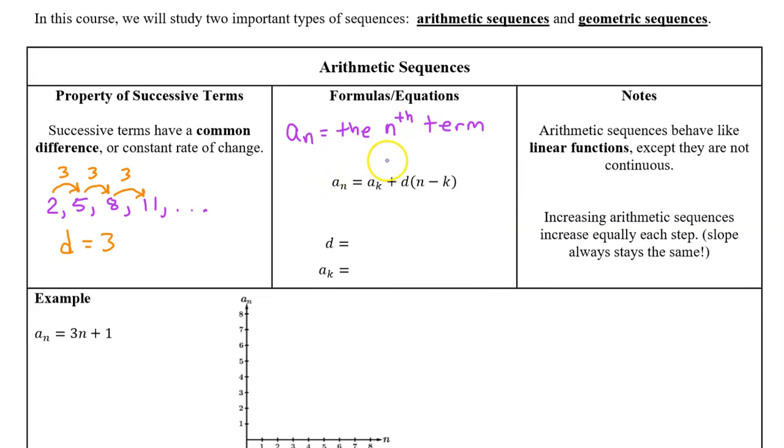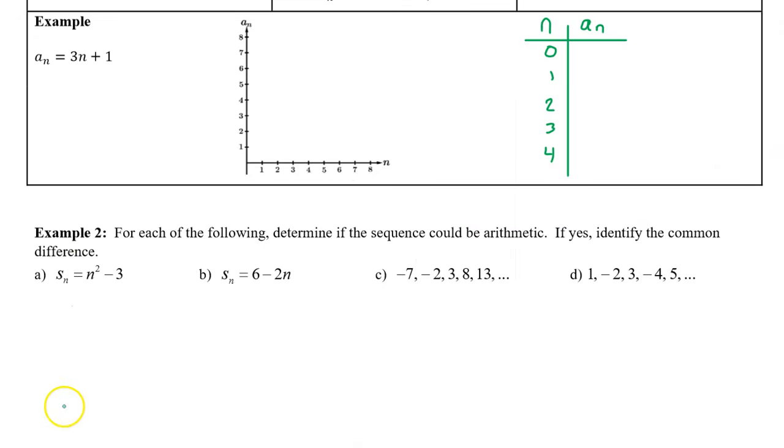For an arithmetic sequence, you can find the nth term, a_n, using this formula: a_n equals a_k plus d times (n minus k). In this formula, d is the common difference I mentioned earlier, and a_k is term k, usually a term that you know. Note that arithmetic sequences behave a lot like linear functions, except they are not continuous.